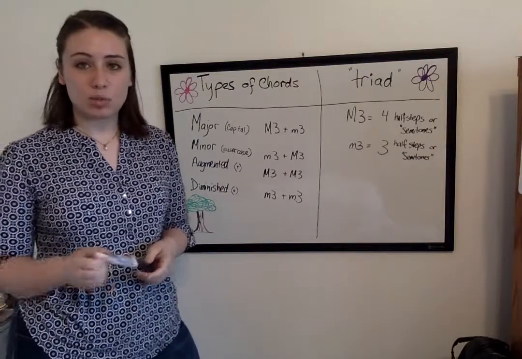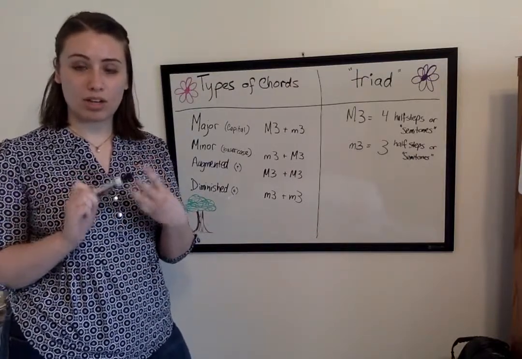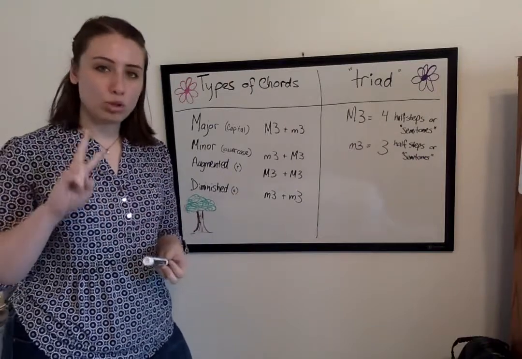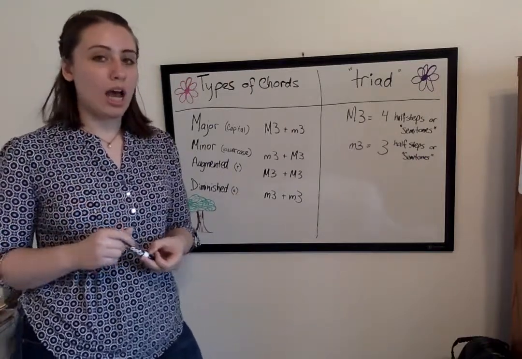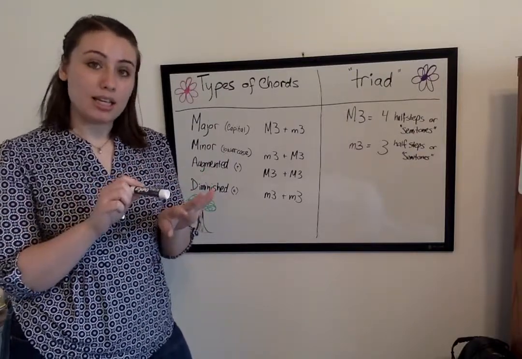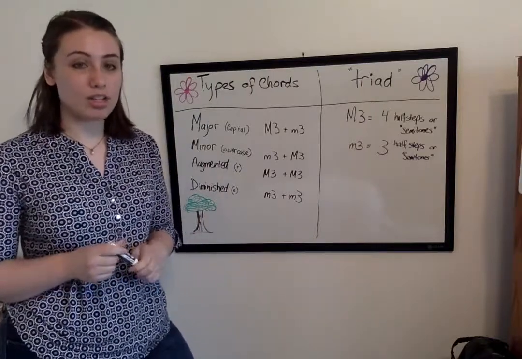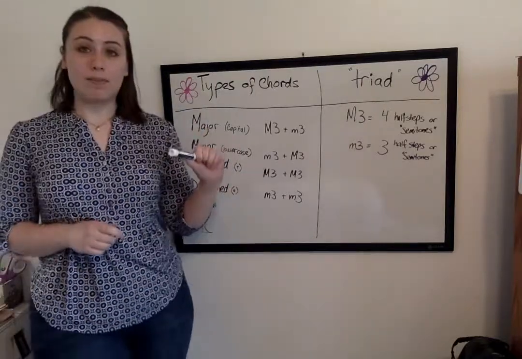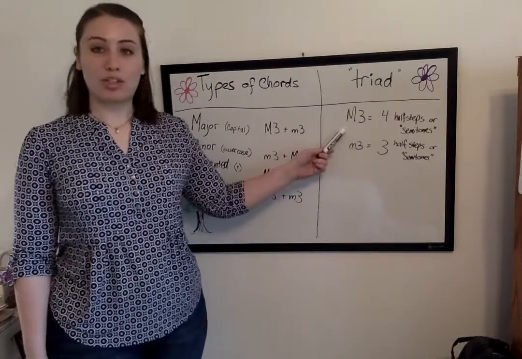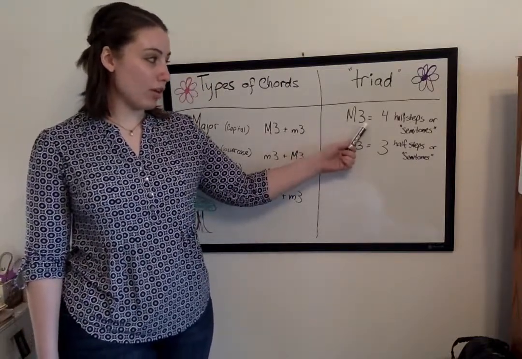For instance, the distance between C and E, C, D, E, that makes it a third. However, we have two types of thirds. We have a third that would be like C to E, or C to E flat is also a third, different kinds of thirds. So C to E is a major third. Now when we use major, we use capital letters, major third.